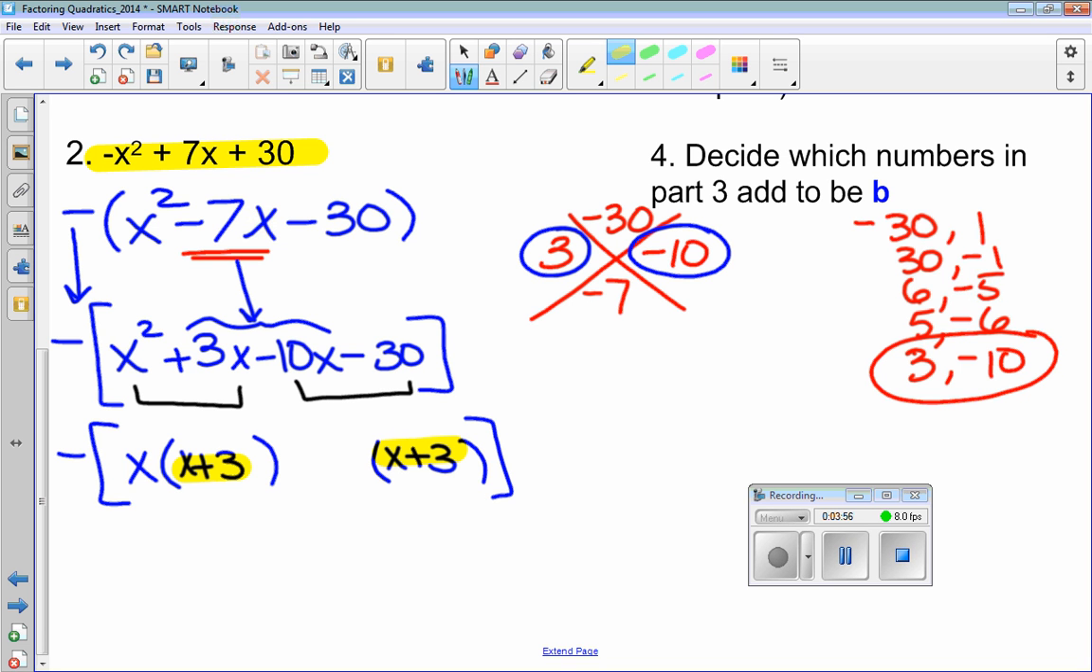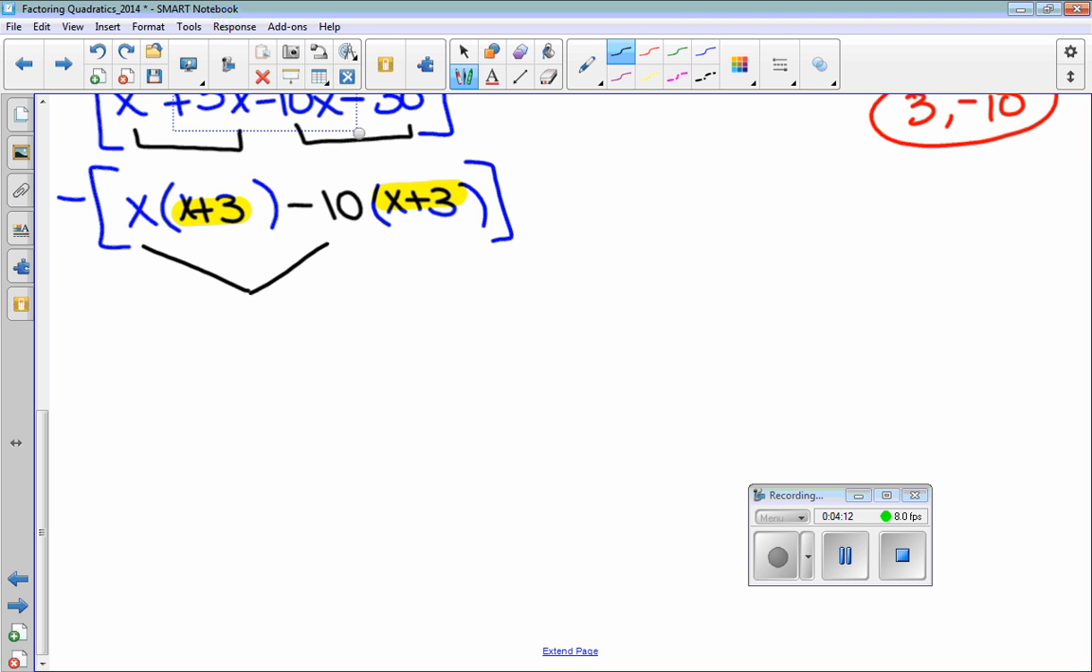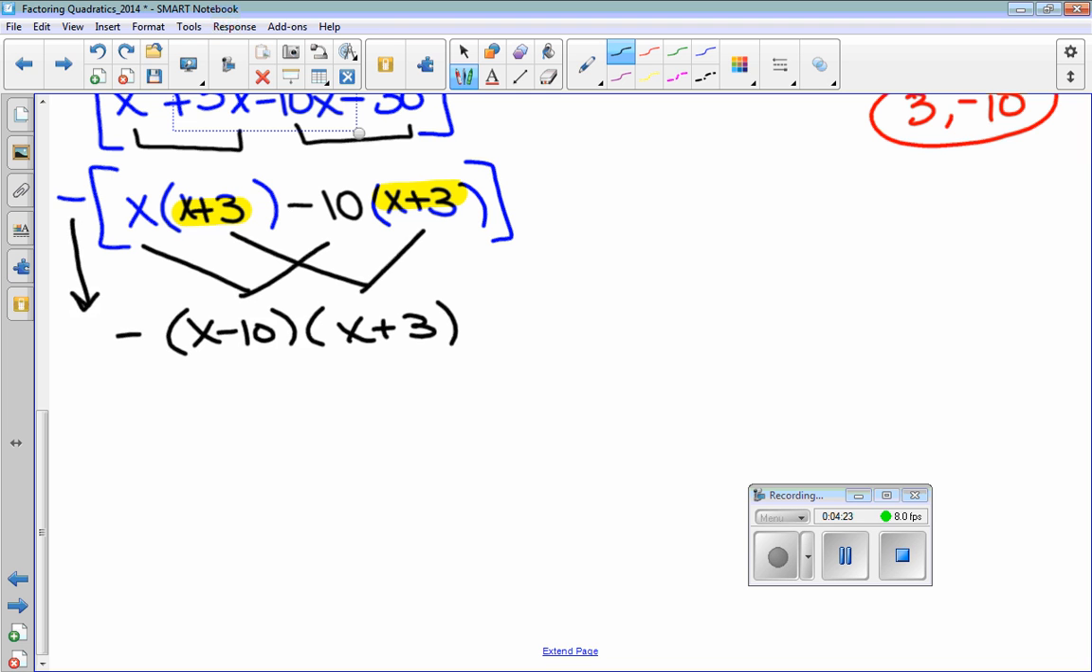Is there anything that I can take out of the second pair that will leave me with an x plus 3? -10. So my two factors become x minus 10 and x plus 3. And what stays along for the ride? The negative stays out in front. So that is completely factored. Okay?